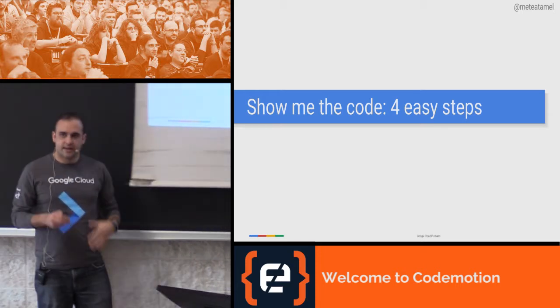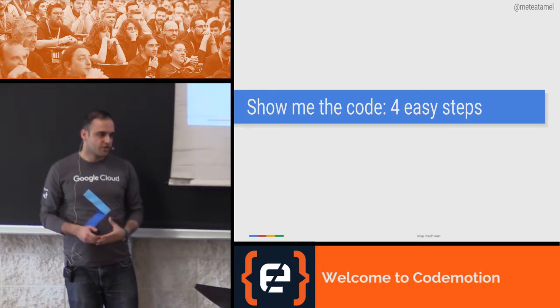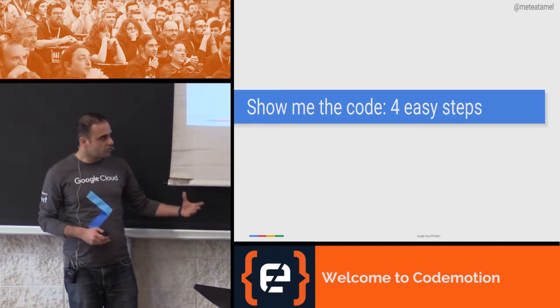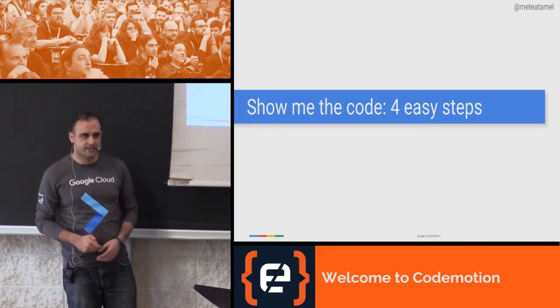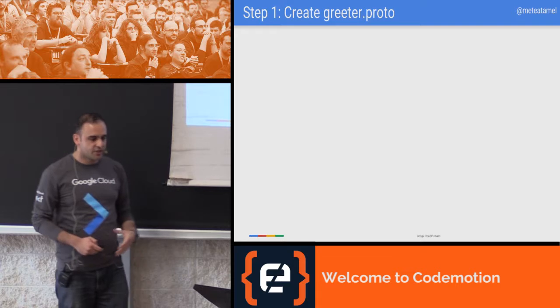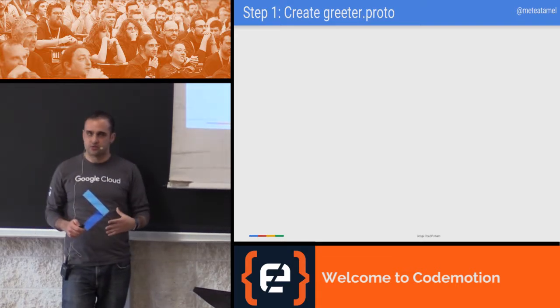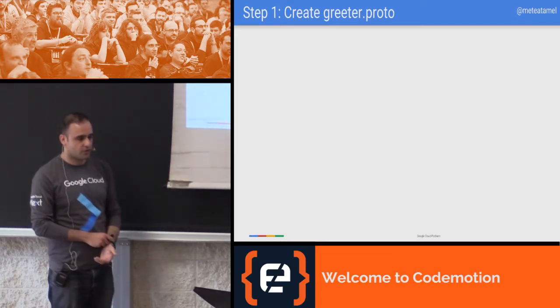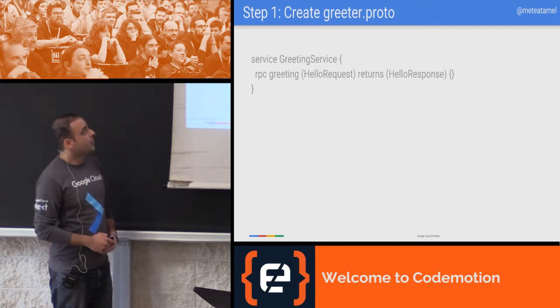So how do you create a hello world service using gRPC? That's what I'm going to show right now. It's basically just four easy steps. First, as I mentioned, you need to create a service definition. In this case, let's create a service definition called greeter.proto.